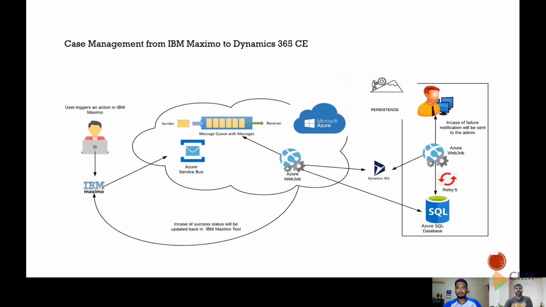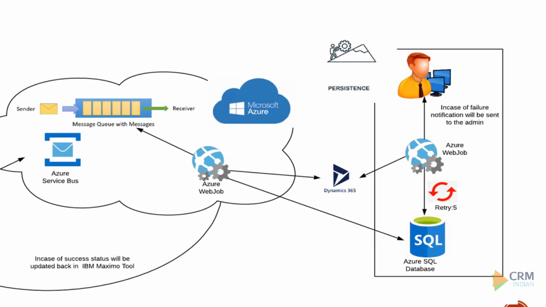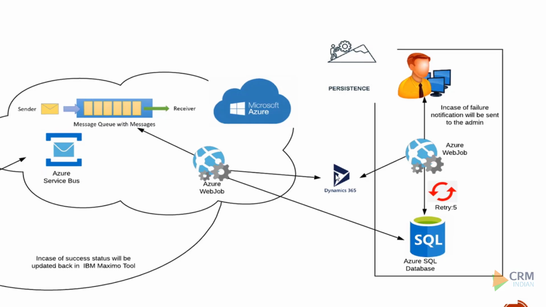So in a similar way, we are doing the inbound integration also. Whenever the user triggers an action in the IBM Maximo tool, IBM Maximo will generate the JSON and push it to the queue in the Azure Service Bus. Similarly, we have a similar Azure Web Job that will read the message from the queue and create the record in Dynamics 365 CE.